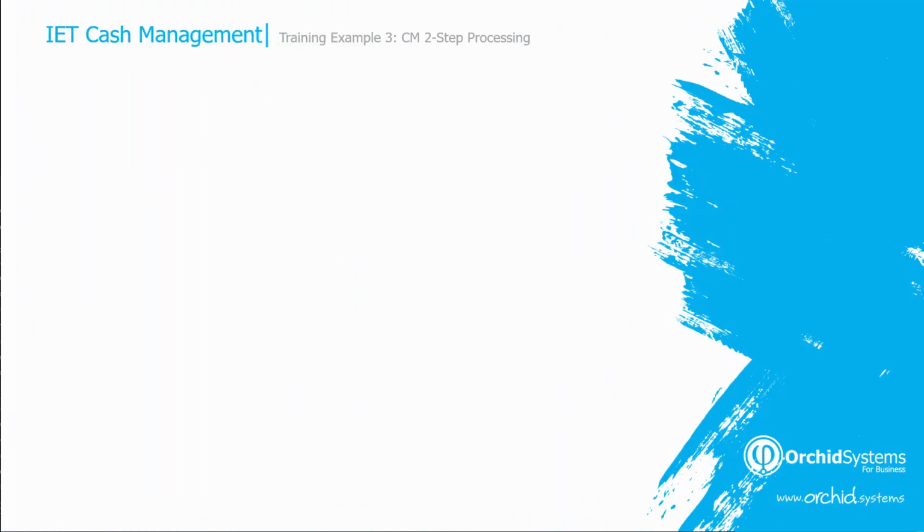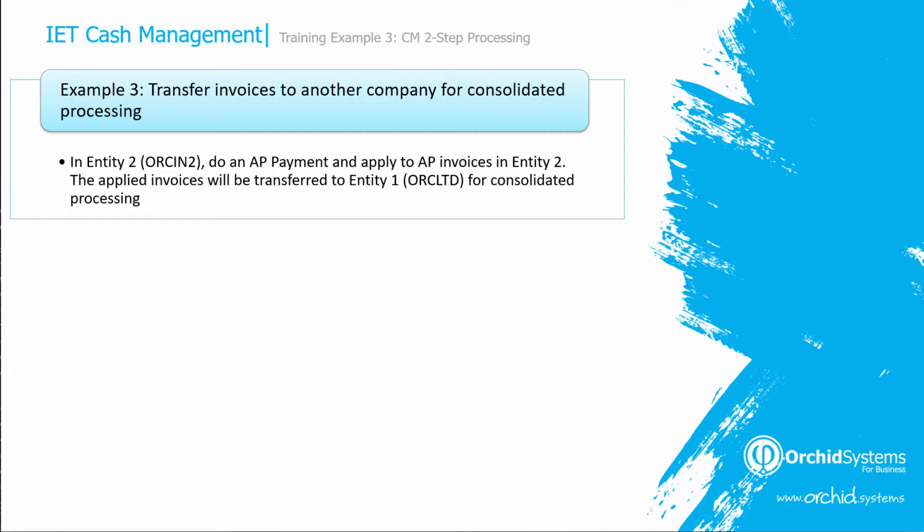And the last example we're going to run through is cash management two-step processing. This is the process where you can transfer invoices to another company for consolidated processing. We're going to do cash management two-step processing for accounts payable. So we're going to send accounts payable invoices to Entity 2 for consolidated payment and processing in Entity 1.